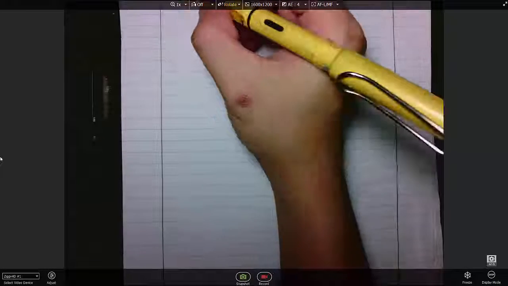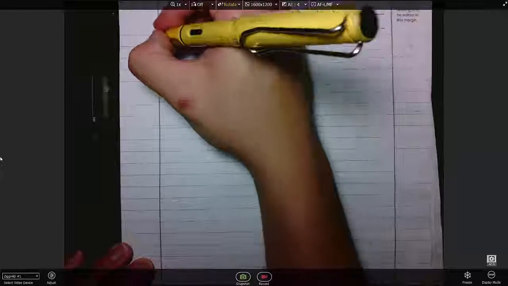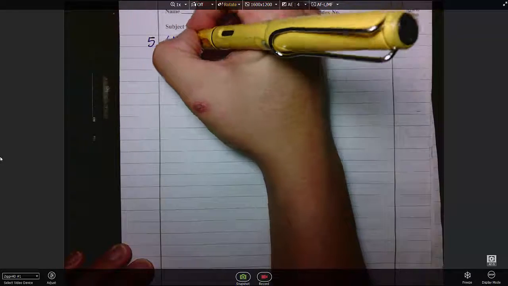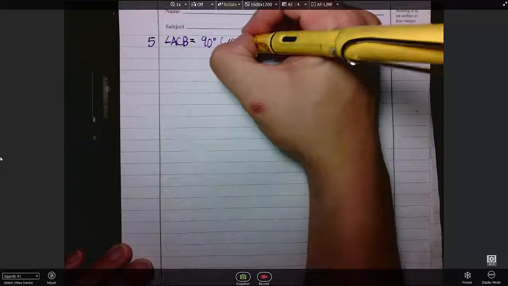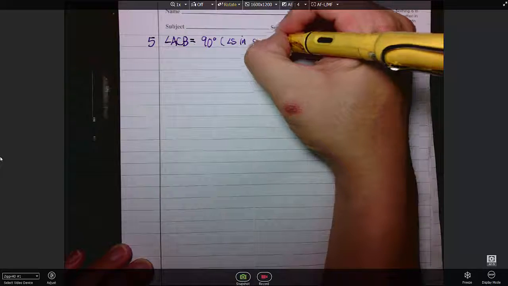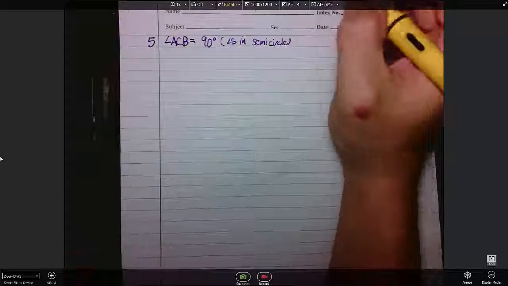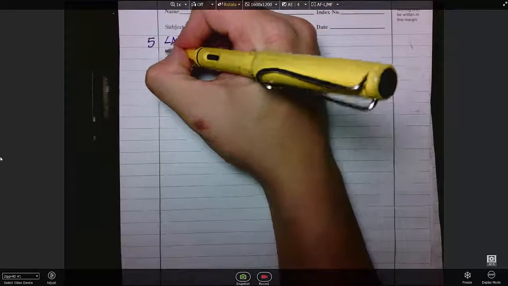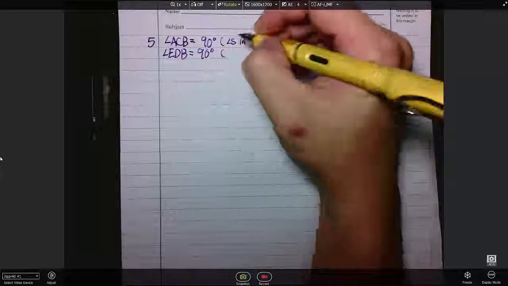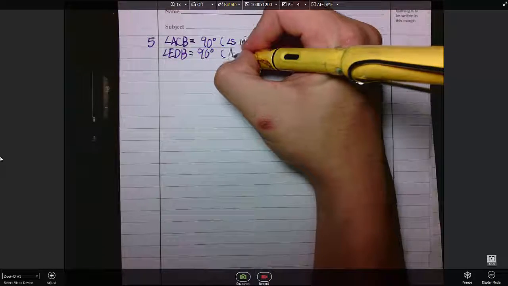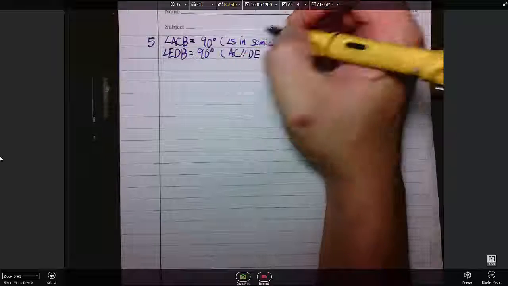First things first, we begin with, just for completeness of working, I say angle ACB equals 90 degrees, angle in a semicircle. Then I'll say that angle EDB is also equal to 90 degrees because AC is parallel to DE.